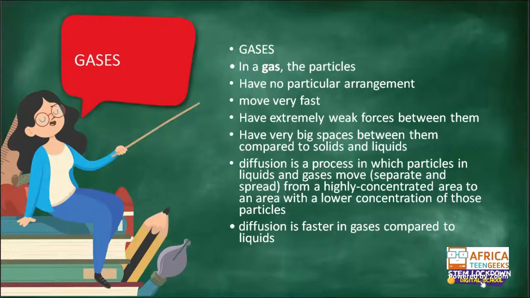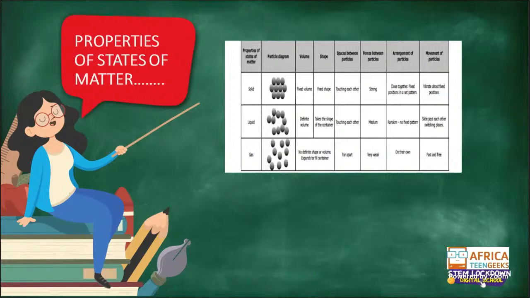Okay, now diffusing is faster in gases compared to what? Liquids. So what we are saying is that diffusing is faster in gases. So gases diffuse faster compared to liquids and compared to solids. In fact, solids cannot move. So we mostly compare gases and liquids. Okay. Now let's look at the properties of states of matter.